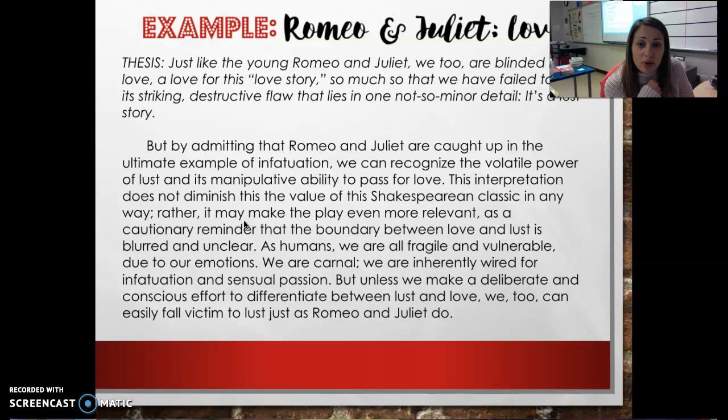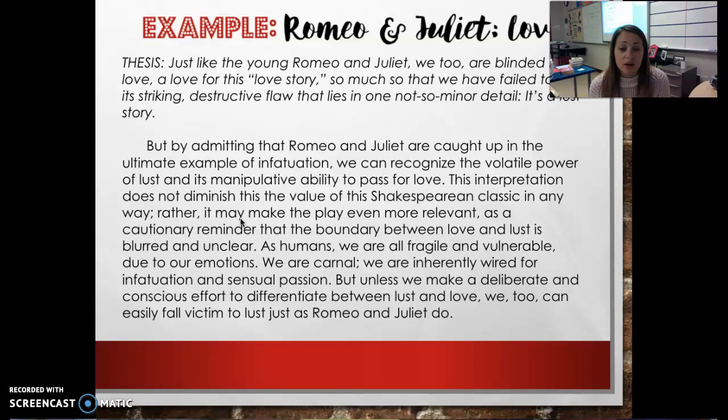Our last example is from "Romeo and Juliet." So, just like the young Romeo and Juliet, we too are blinded by love, a love for this love story, so much so that we have failed to see its striking, destructive flaw that lies in one not-so-minor detail. It's a lust story. But by admitting that Romeo and Juliet are caught up in the ultimate example of infatuation, we can recognize the volatile power of lust and its manipulative ability to pass for love. This interpretation does not diminish the value of this Shakespearean classic in any way. Rather, it may make the play even more relevant, as a cautionary reminder that the boundary between love and lust is blurred and unclear.